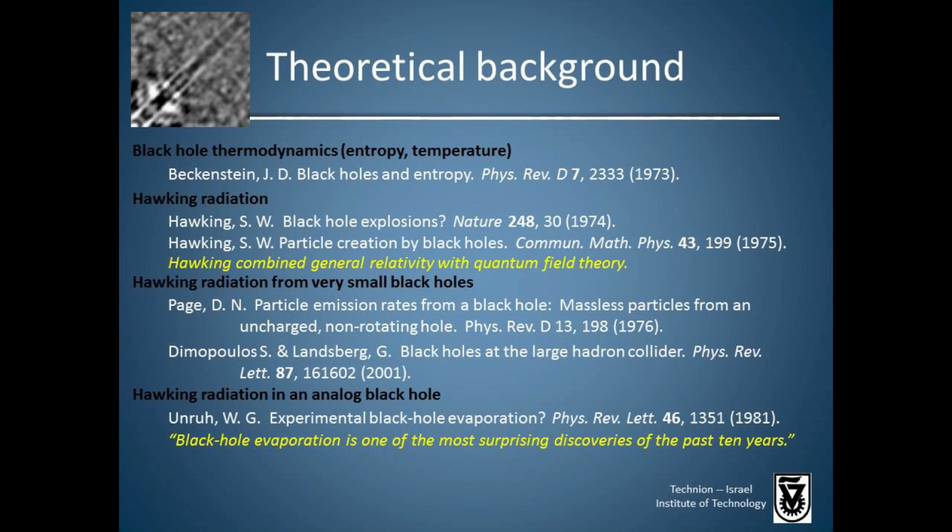be produced. But in 1981, Bill Unruh came up with the idea that one can create an artificial black hole in the laboratory, where sound plays the role of light, and try to confirm Hawking's calculation in that way. And in his paper, he wrote, "Black hole evaporation is one of the most surprising discoveries of the past 10 years." So apparently, verifying this calculation was his motivation for proposing analog black holes.